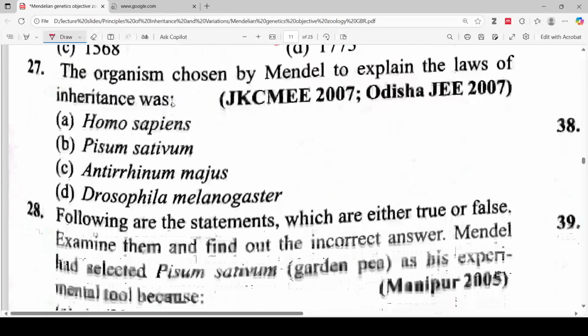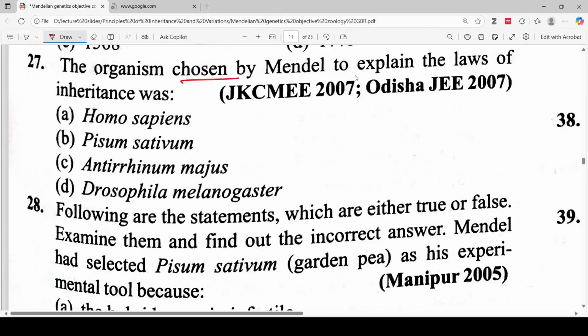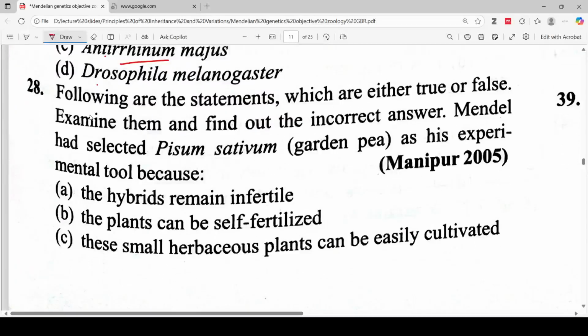Next question, the organism chosen by Mendel to explain the law of inheritance was Homo sapiens, Pisum sativum, Antirrhinum majus, Drosophila melanogaster. So the correct answer is Pisum sativum. Next question, following are the statements which are either true or false. Examine them and find out the incorrect answer. Mendel had selected Pisum sativum as his experimental tool because the hybrids remain infertile.